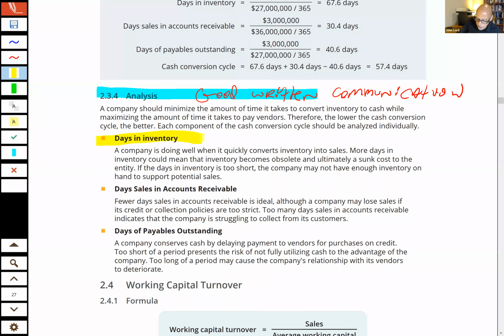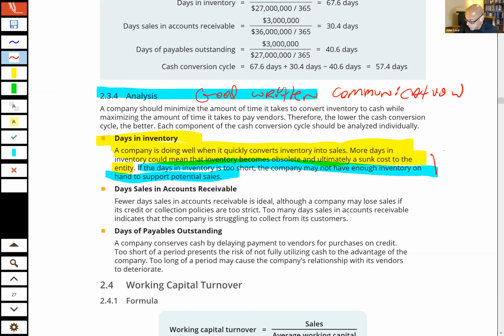Okay, and days in inventory: a company is doing well when it quickly converts its inventory into sales. More days in inventory could mean that the inventory is becoming obsolete or is therefore going to be a sunk cost to the entity. If the days in inventory is too short, the company may not have enough inventory on hand to support potential sales. And again, yeah, go ahead and flashcard that.